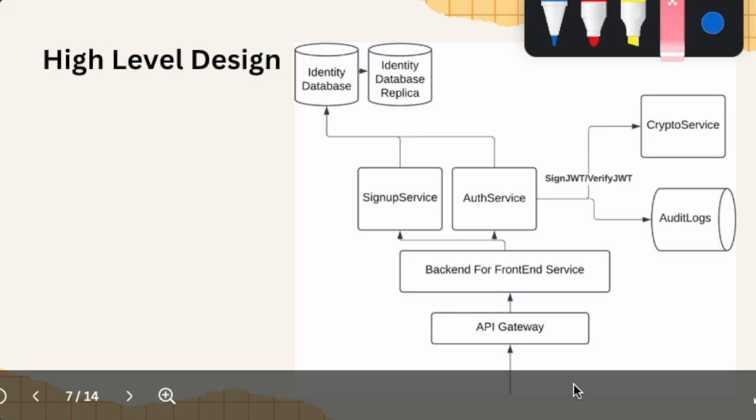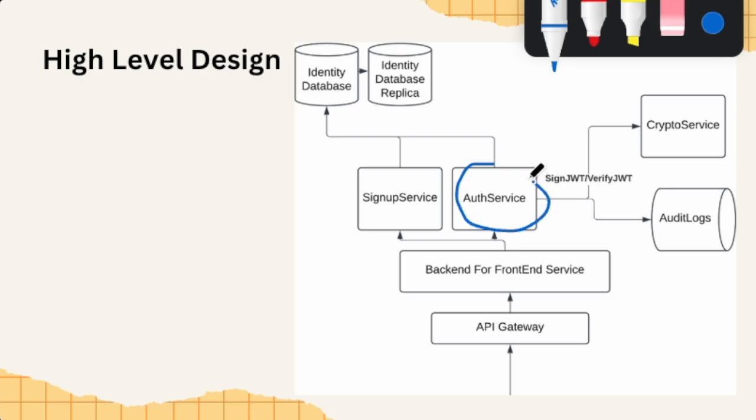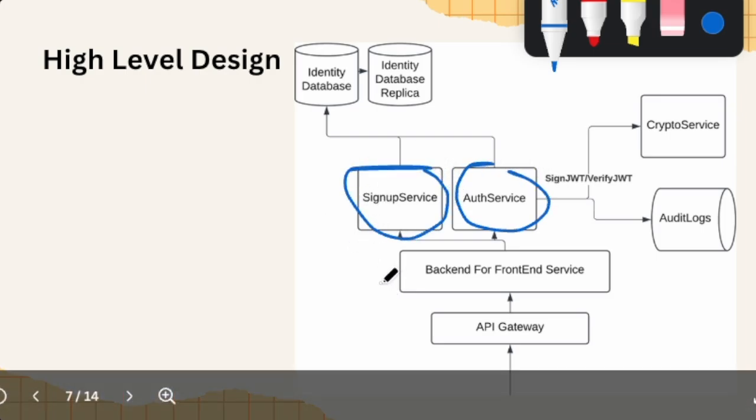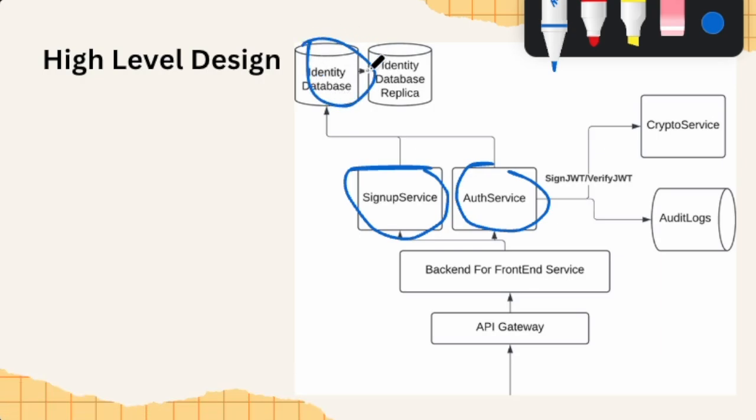And then the two major components we have are the auth service and the sign up service. The sign up service basically supports just CRUD operations on our identity database. Our identity database could be a relational database that stores all the user identity information, or could be an AWS database and so on. And the sign up service is responsible for creating new records in them.